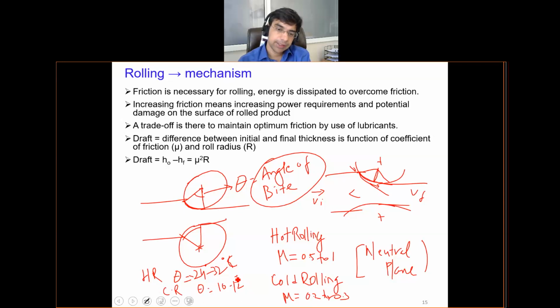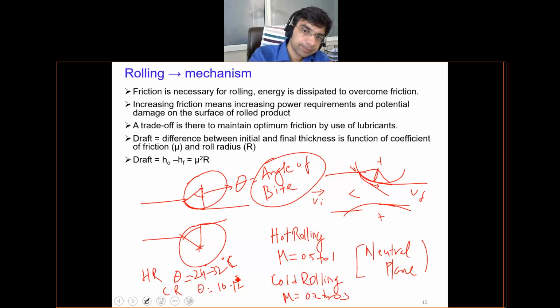And in hot rolling, since the temperature is at an elevated value, the coefficient of friction will be higher, and correspondingly the angle of bite will also be on the higher side, and this basically will help in reducing the thickness of the workpiece to a greater extent. If it is a cold rolling process, the coefficient of friction will be less, the angle of bite will also be less, so the reduction during the passage of the workpiece through the rolls will also be less.